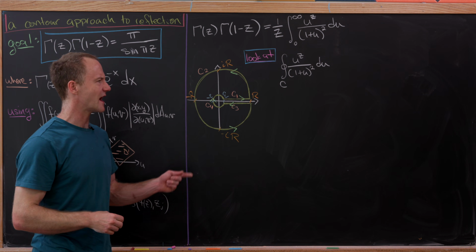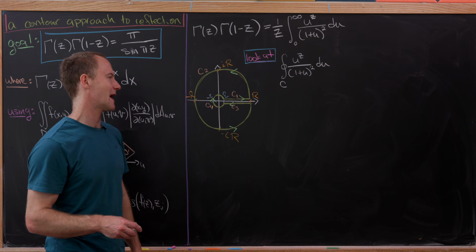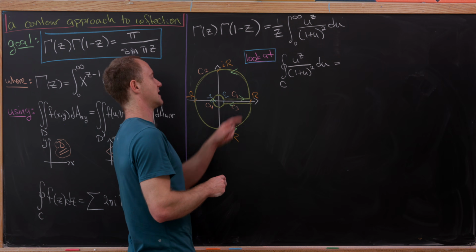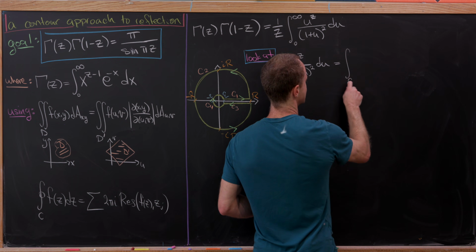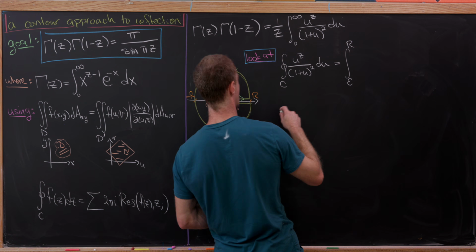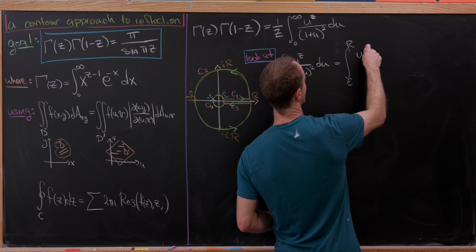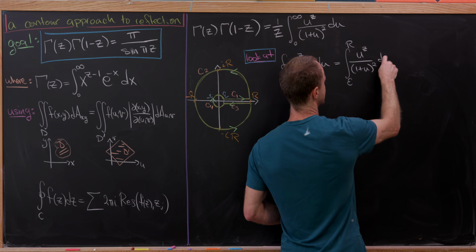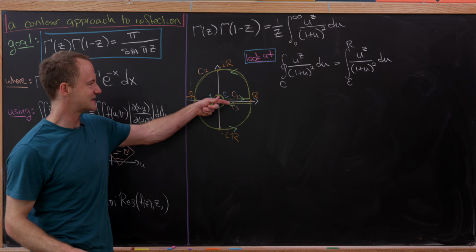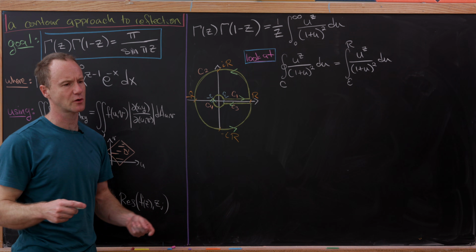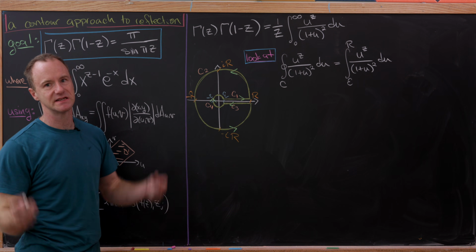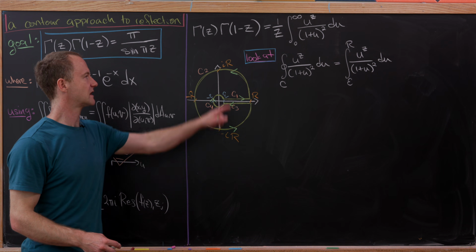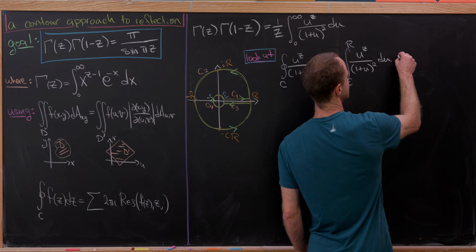And now let's write all of these out. So let's see what's happening along C1. That'll be the integral from epsilon to capital R, so epsilon to capital R of, well, just the same function, u to the z over 1 plus u quantity squared du. Because that's the bit that's just above the real axis, or really on the positive imaginary side of the real axis. Okay, good.